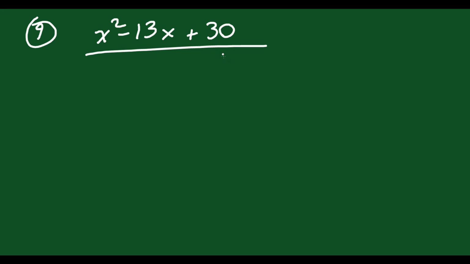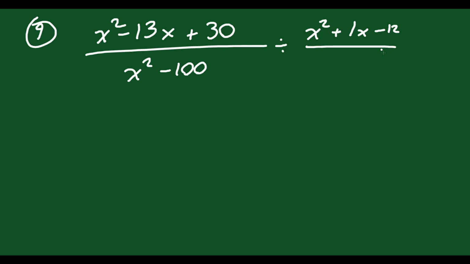Okay, one more question. Let's say, here, number 9. Let's say we have x squared minus 13x plus 30 divided by x squared minus 100, and then divided by, we have a little division symbol here, x squared plus 1x minus 12 divided by x squared plus 14x plus 40. Usually we don't write the 1x, right? We just put x, but just put a 1 there, right? Why not? So now, what do we do?